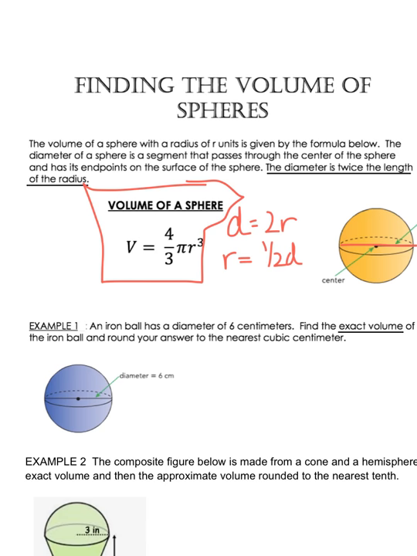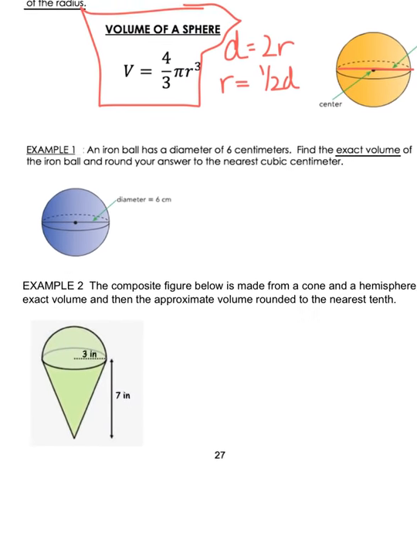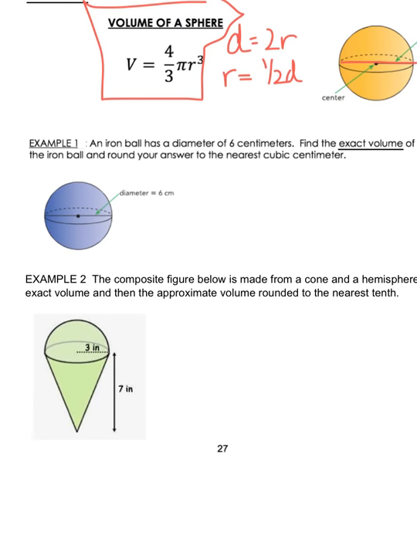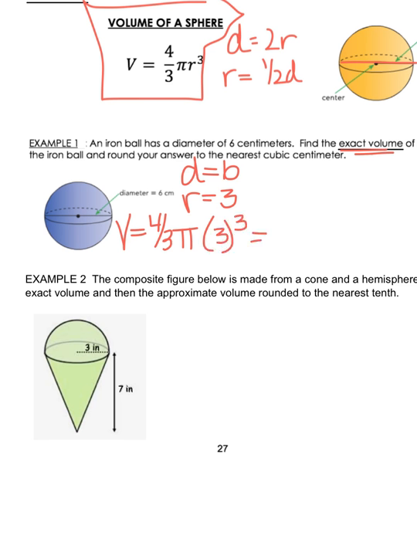So in our first example, you see that we have an iron ball. It has a diameter of 6 centimeters. So if the diameter equals 6, then I know that the radius equals 3. I need to find the exact volume, that means leave it in terms of pi, and then I'm going to round my answer to the nearest cubic centimeter. So the volume equals 4/3 pi times my radius, which is 3, cubed.